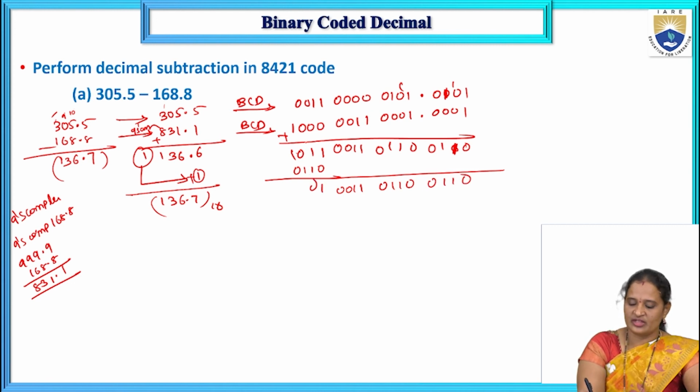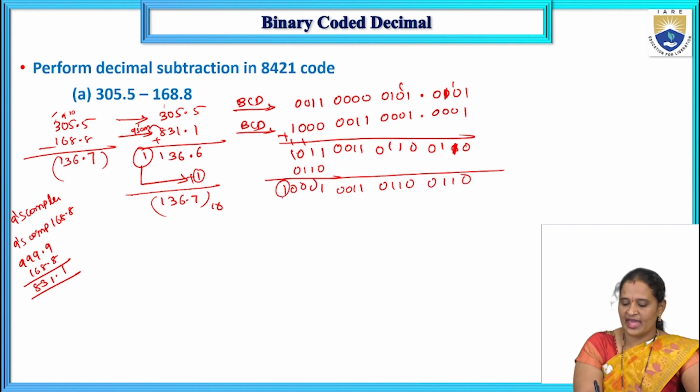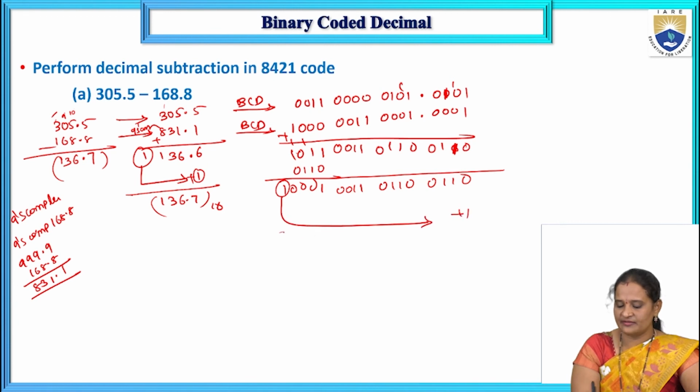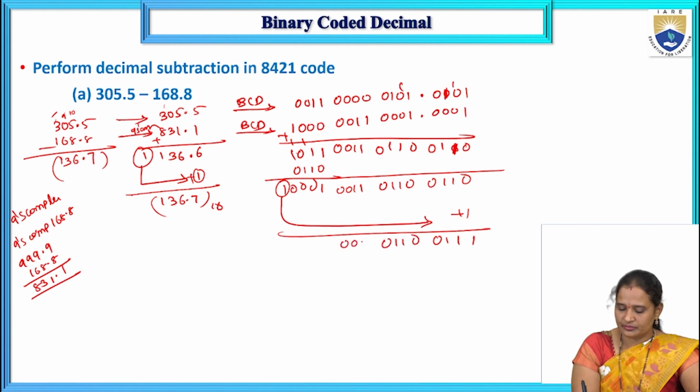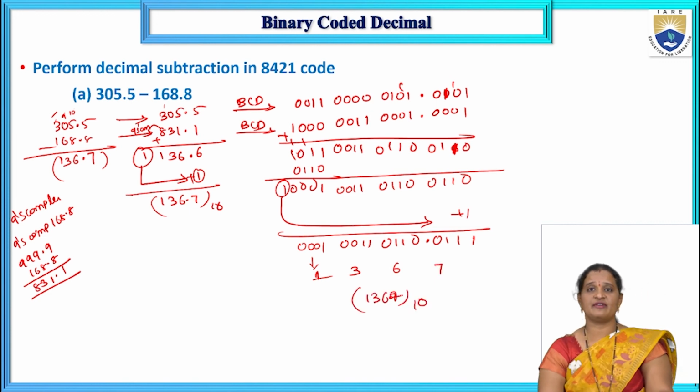1, 0 with the carry 1. So now the carry is added to the least significant digit. So what will I get? 1, 1, 1. So finally the answer is 136.7. This is the final answer.